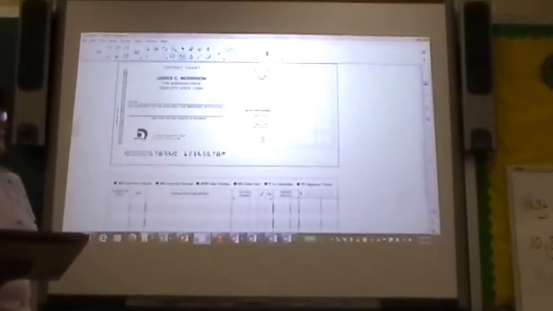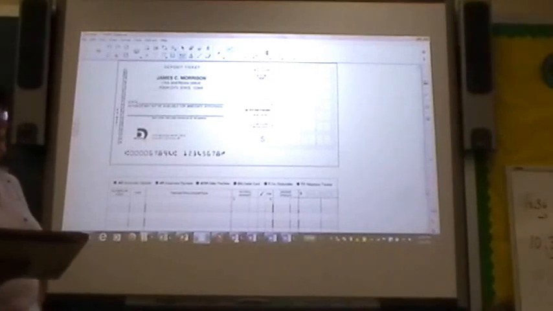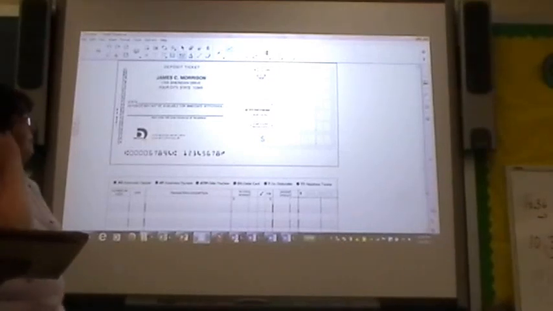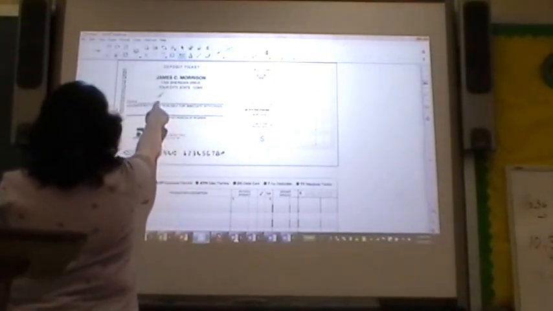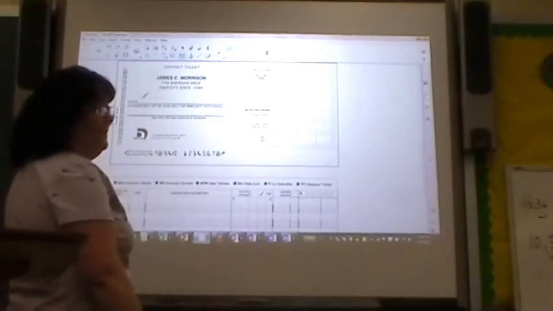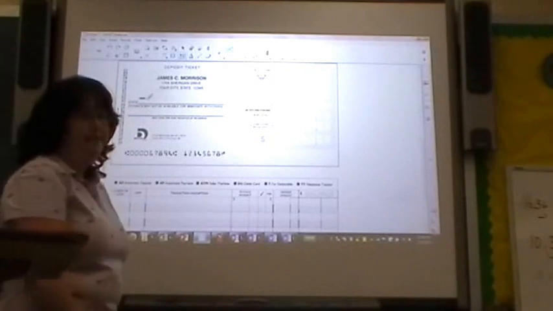This is a deposit slip for James Morrison. He's been out writing checks. He's got to put some money in the bank. So let's go ahead and put the date on our deposit slip. It's today's date, 7/16/15.